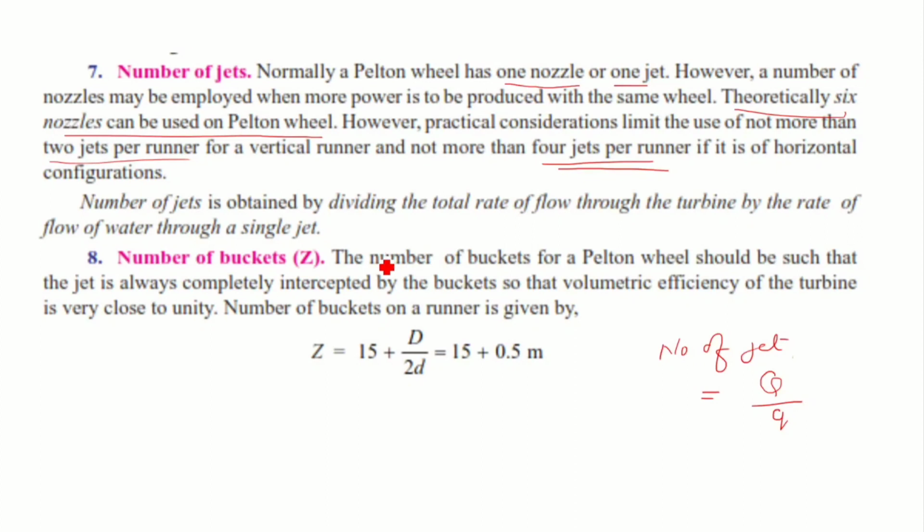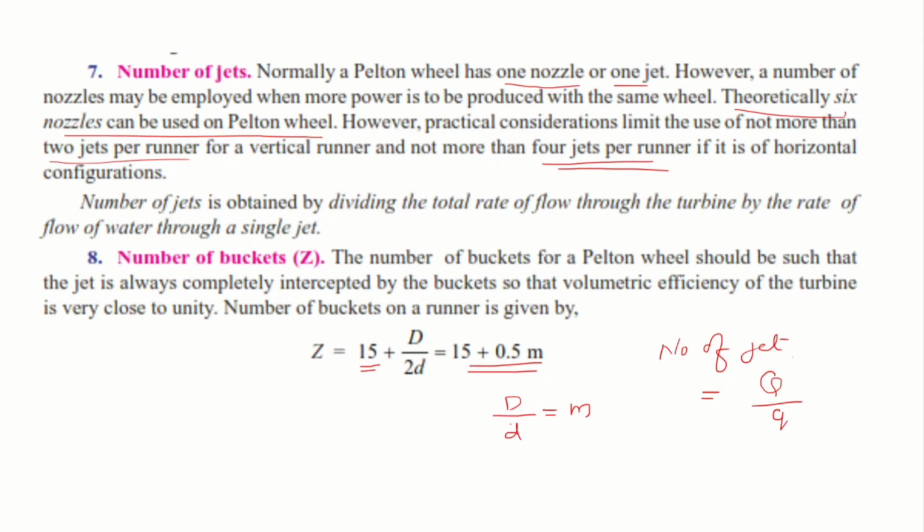So next, number of buckets. The number of buckets is obtained from the equation Z = 15 + D/2d. We know that D/d is the jet ratio m. So 15 + 0.5m gives the number of buckets. The number of buckets for a Pelton wheel should be such that the jet is always completely intercepted by a bucket, so that the volumetric efficiency of the turbine is very close to unity.